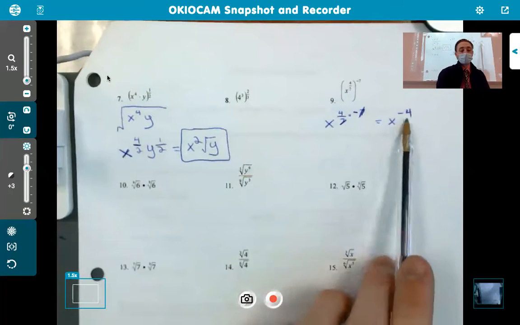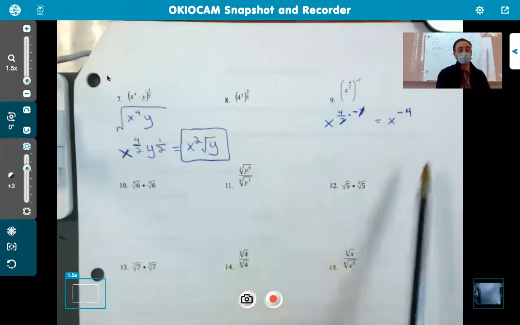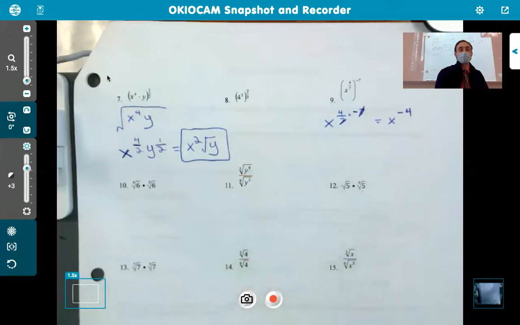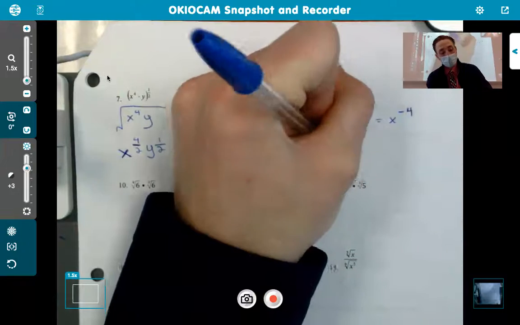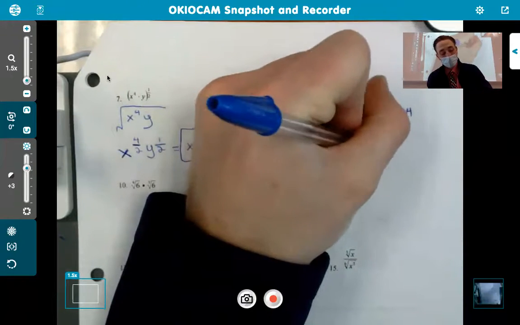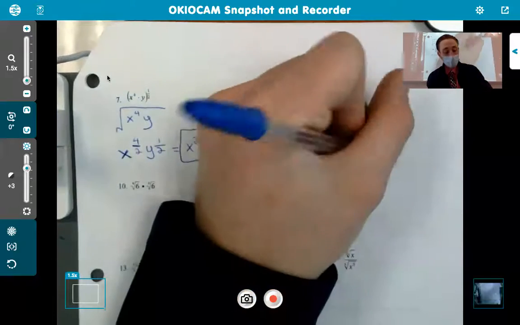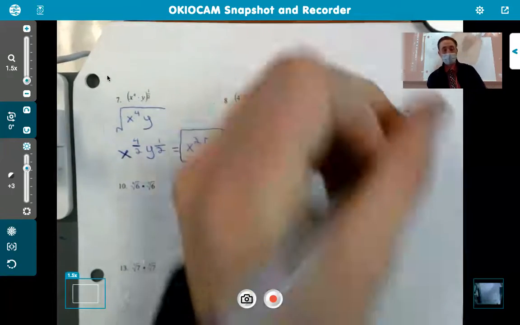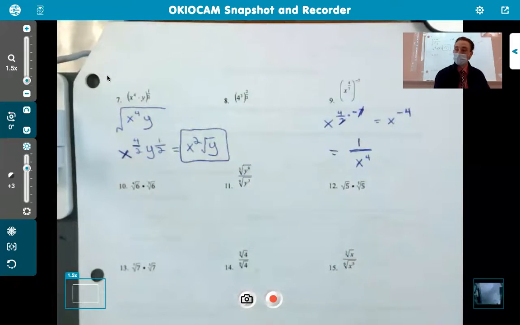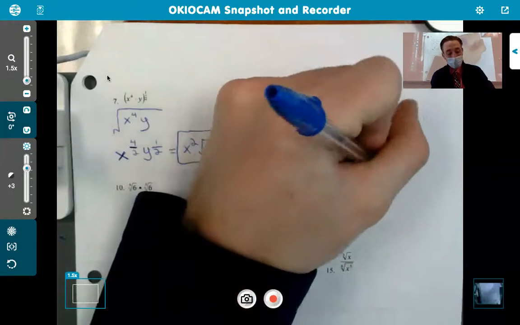So if I raise something to the negative exponent, it's the same thing as writing it in a different form with maybe a positive exponent. So anything raised to a negative exponent is the same thing as taking this term here, putting it in the denominator with a positive exponent. So my final answer here is 1 over x to the 4th.